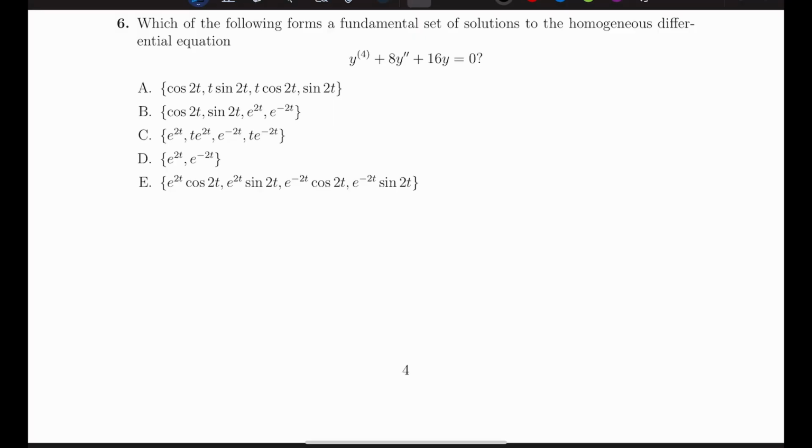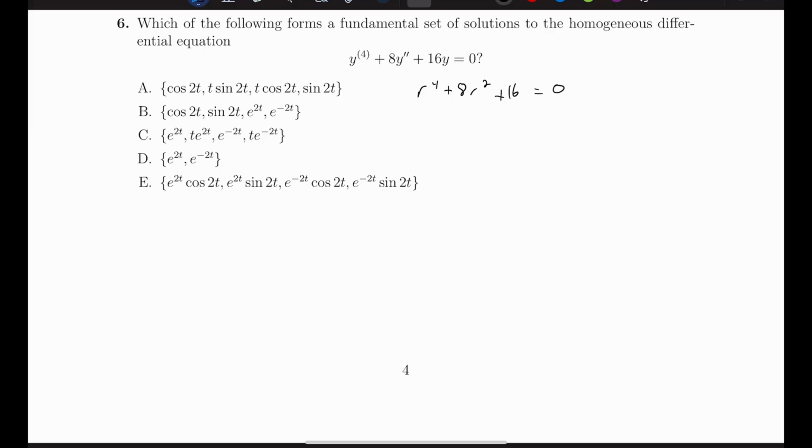Number 6 is another homogeneous equation, which means we need to go ahead and use our characteristic equation to solve this. So go ahead and start substituting in our r's. We get r to the 4th plus 8r squared plus 16. Don't make the mistake of putting an r there, because it's y to the 0th derivative. Don't put an r there. That would be y prime, and set that equal to 0.